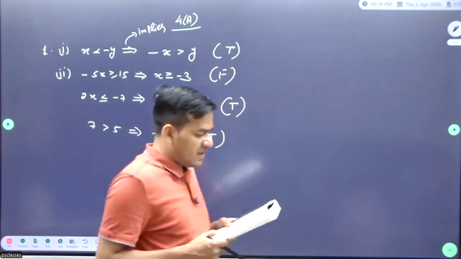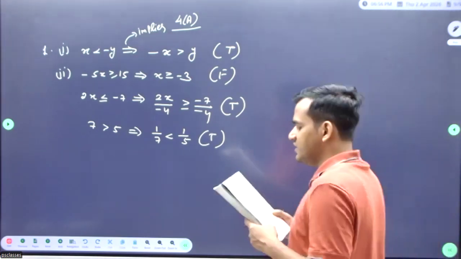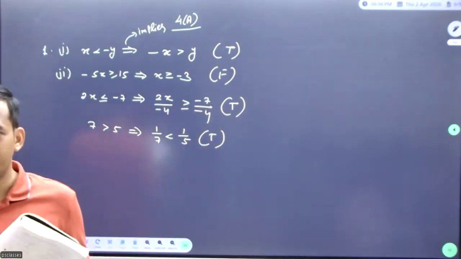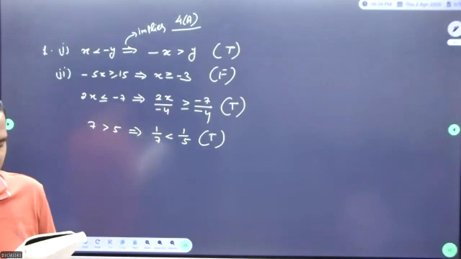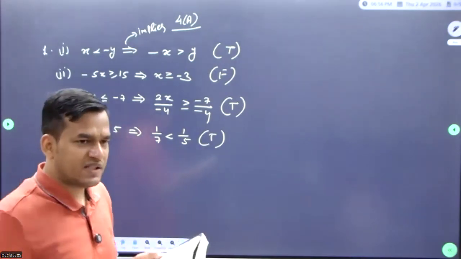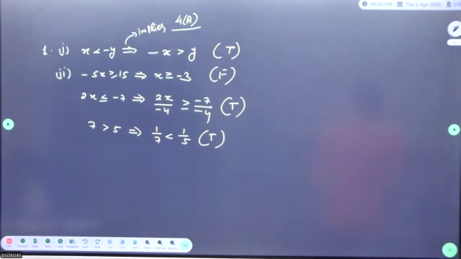Now the second question, state whether the following statements are true or false. If a less than b, then a minus c is less than b minus c. True or false? True. We can subtract or add anything in the expression. So a minus c less than b minus c is true. Second one is also true. If a is greater than b, then a plus c is greater than b plus c.